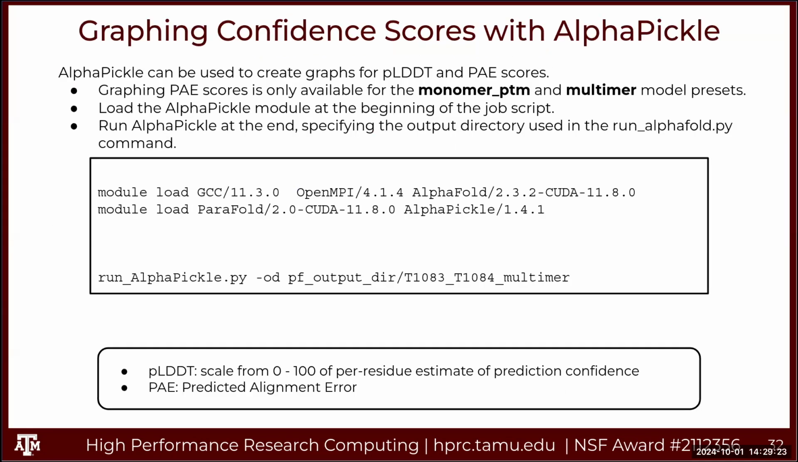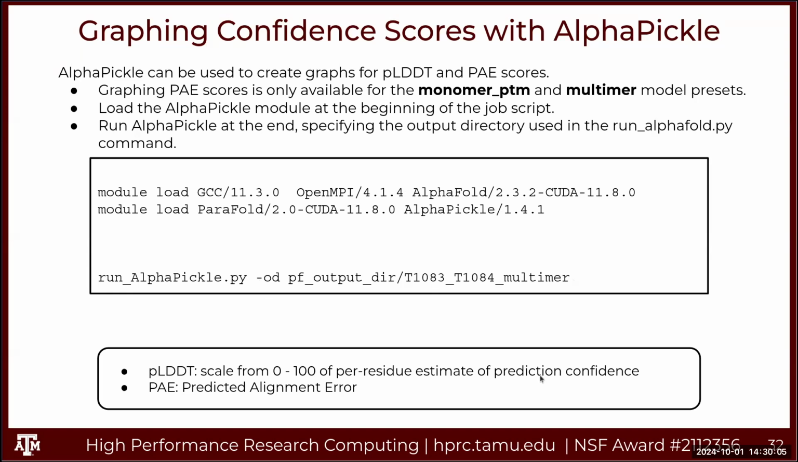This is what you'll find in your job script to run AlphaPickle and create the graphs. The graphs are only available for monomer, PTM, or multimer. And these are the modules you'll need to load for AlphaPickle. You'll actually just need to load these first two. And then this is the command to run. This is the output directory, the AlphaFold output directory. And here's the definition of pLDDT: per residue estimate of prediction confidence.